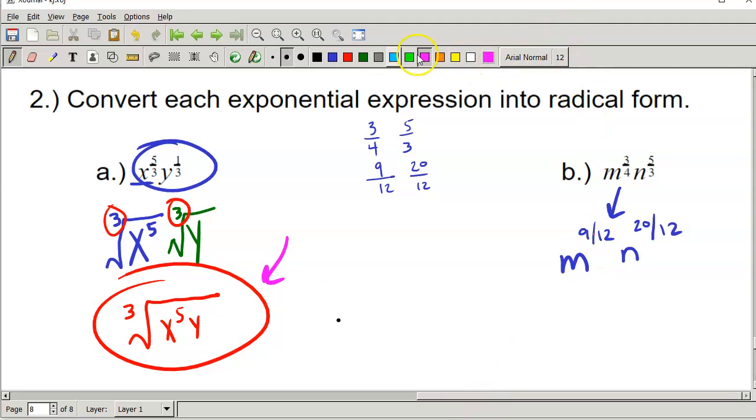So now when we rewrite this, we're going to have the m. So let's write that one out. That's going to be m to the 9th, but this is now a 12th root, times n to the 20th, which is also a 12th root.